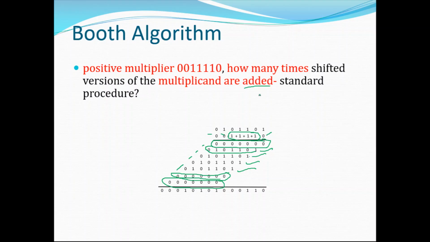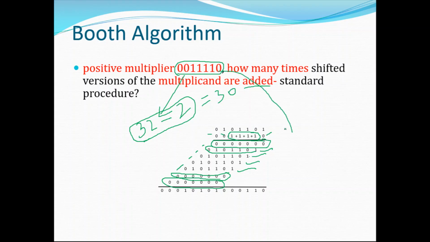So what Booth's algorithm says, in the sense, this number is what? 30. Okay. So Booth's algorithm says that instead of seeing this as 30, you see this as 32 minus 2. Because 32 minus 2 is also equal to 30. But how do we represent this as 32 minus 2?